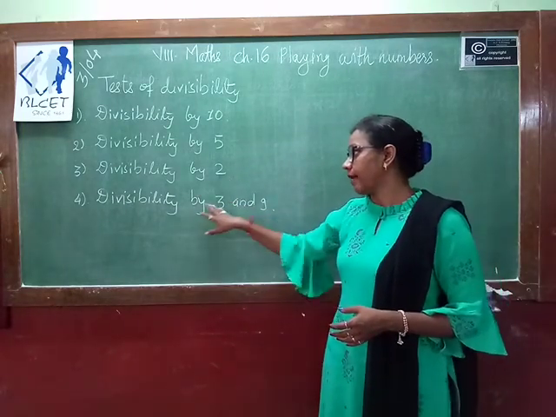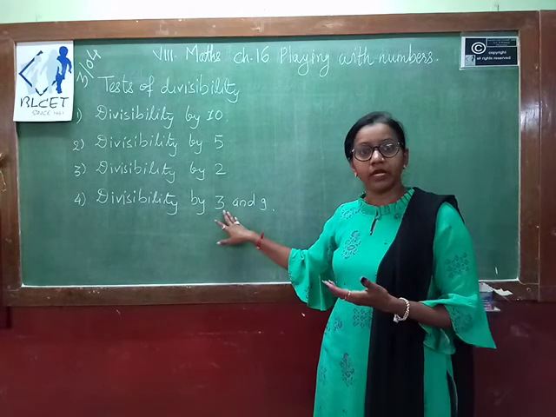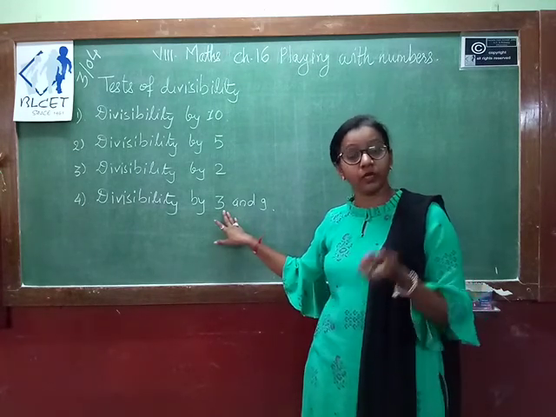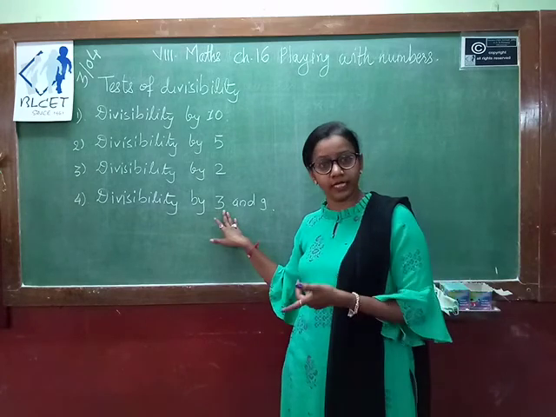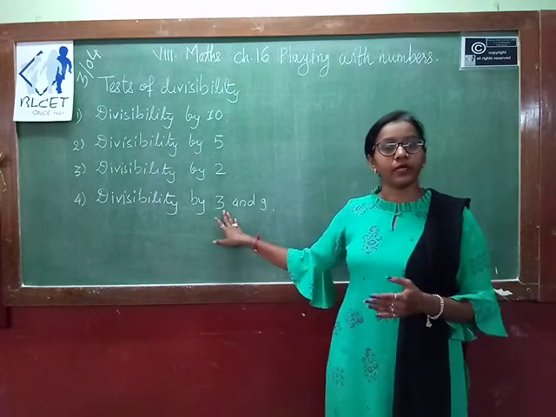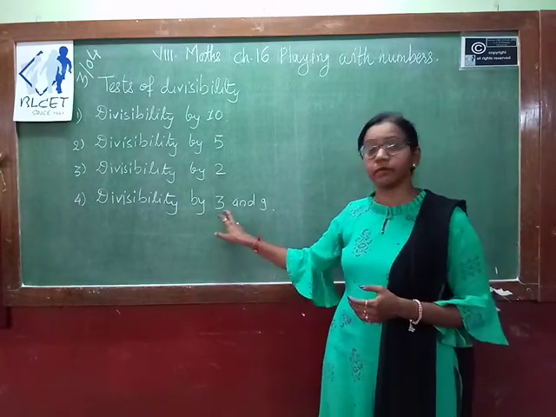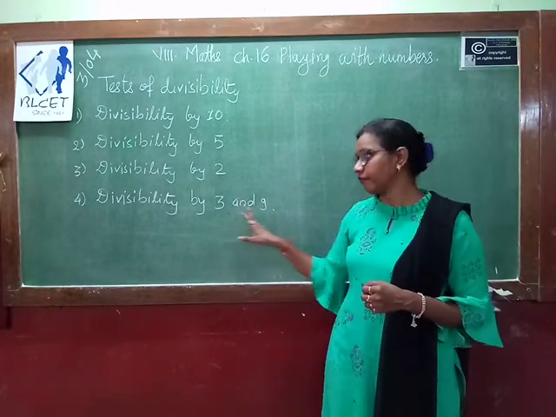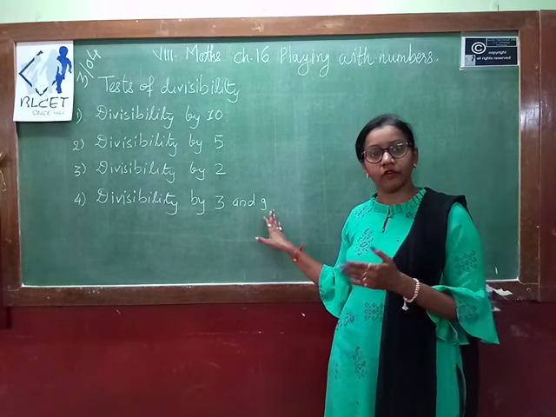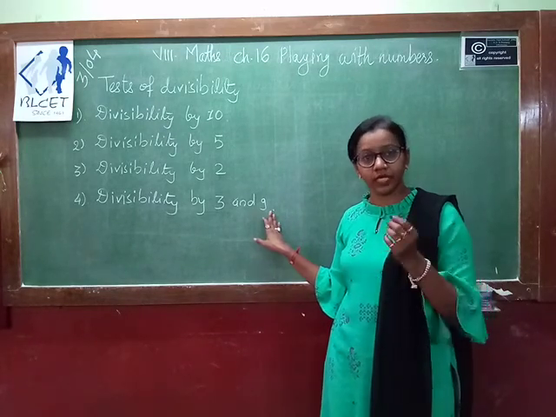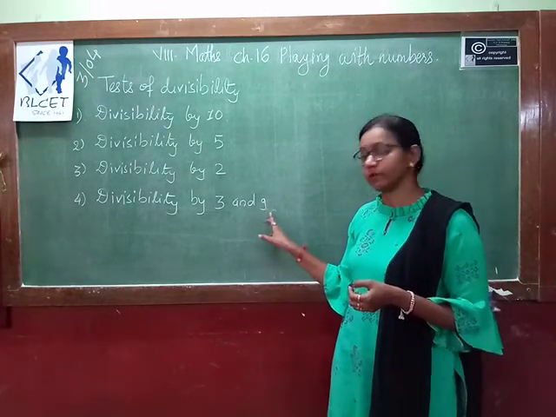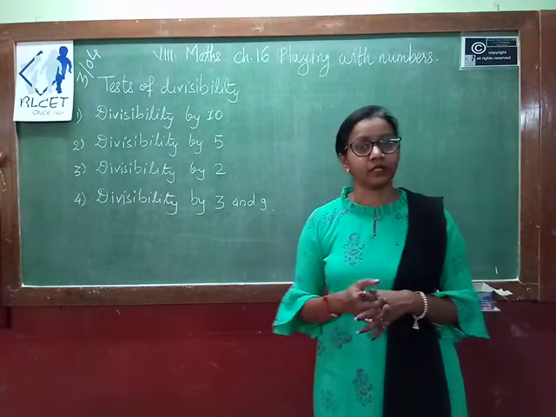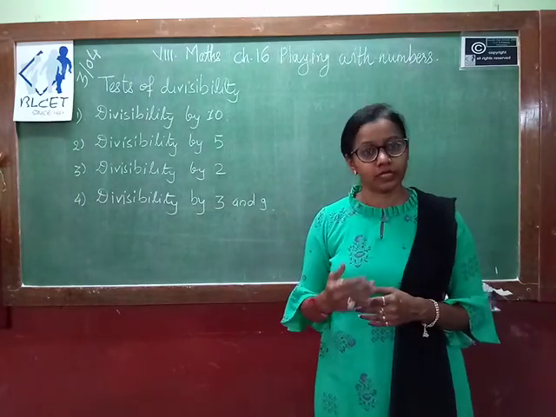And divisibility by 3. For whatever number is given, you consider the digits of that number and add each digit, and whatever result you get, that should be divisible by 3. Then only the whole number is divisible by 3. In the same way, after adding all the digits, whatever result you get should be divisible by 9. Then only the whole number is divisible by 9. This we have already learned in lower standards.